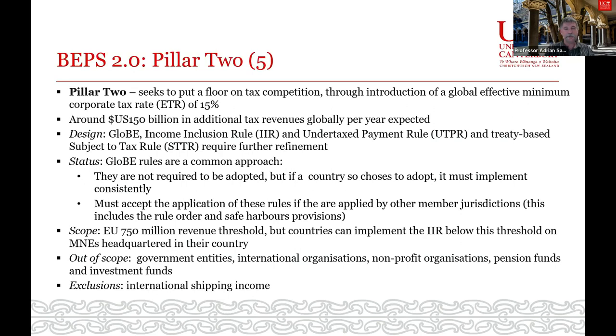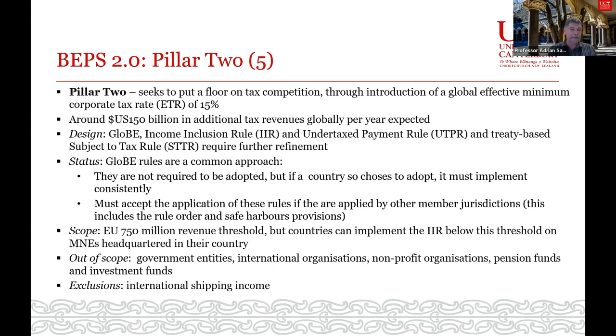In terms of these GloBE rules, their intention is to have a common approach across all the jurisdictions that have agreed to implement this BEPS 2.0. However, and this is rather interesting, jurisdictions are not required to adopt these rules, but if they do choose to adopt, they must implement them consistently across all countries that they've got interactions with their multinationals. Secondly, they have to accept the application of these rules if they're applied by other member jurisdictions. This includes rule order and safe harbour. So if there's another jurisdiction that you're involved with in terms of some type of treaty relationship, and they're going to apply their rules, then you have to accept those rules will apply. Again, this is going to add quite a lot of complexity.